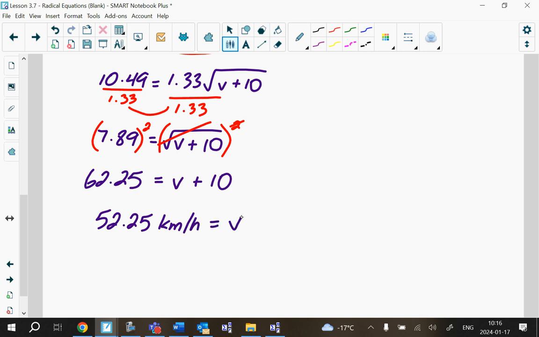Normally, you would have to check it, right? But usually with problem solving ones, we'll forget about the check. Okay. So that takes care of unit 3.